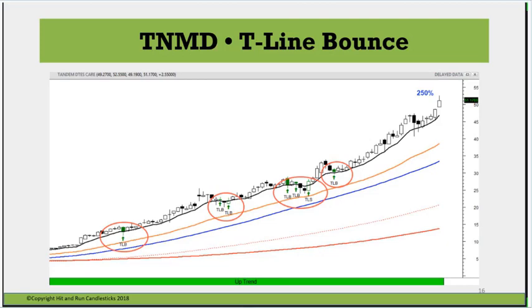How many people would like to be in TNMD? I mean, come on, if you've been trading any time at all, you've had to have looked at TNMD over the past, what, month? Yesterday, 2 months, something like that. This chart is crazy. Crazy, crazy, crazy. 250% from this point right here. 250. Hey, Scott, how are you? 250% from this point right here.